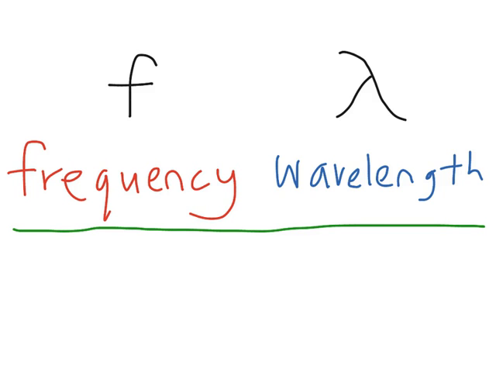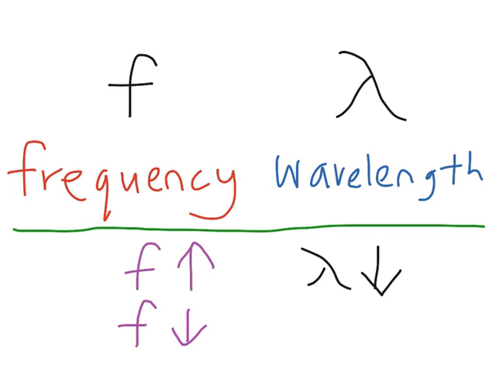In class today, we learned that when the frequency of a wave goes up, the wavelength gets shorter. So the wavelength comes down. But as the wave gets less frequent, the frequency comes down. The wavelength gets longer, it goes up.